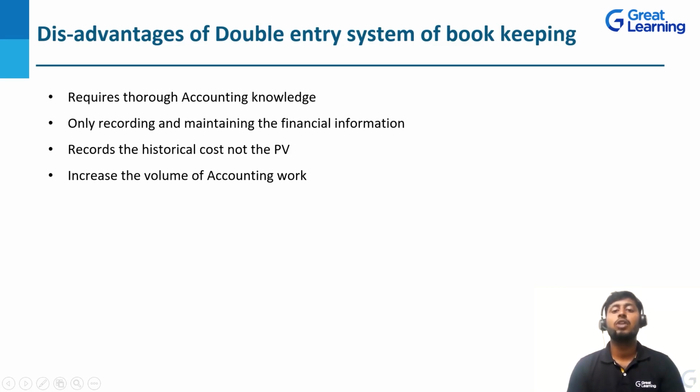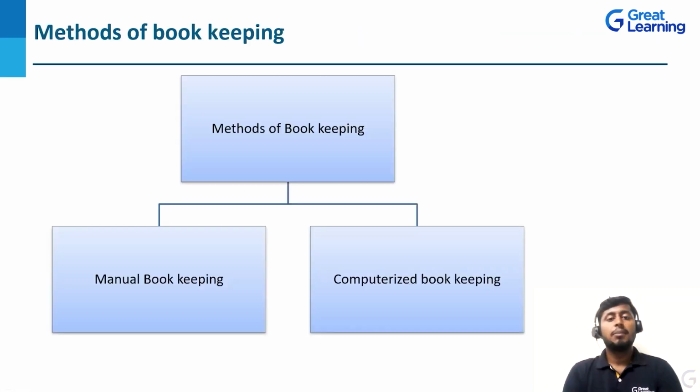So much of accounting work will be there. So these are the few disadvantages of double entry system of bookkeeping. Next, methods of bookkeeping. We have two methods of bookkeeping. First one, that is manual bookkeeping, and second one, computerized bookkeeping. Manual bookkeeping is called the traditional method of bookkeeping, and computerized, we call it the modern method of bookkeeping.